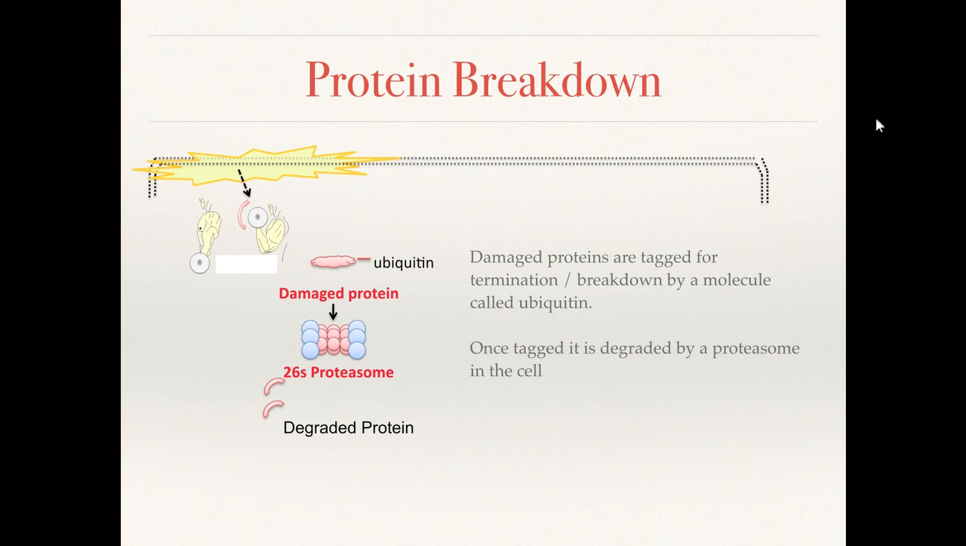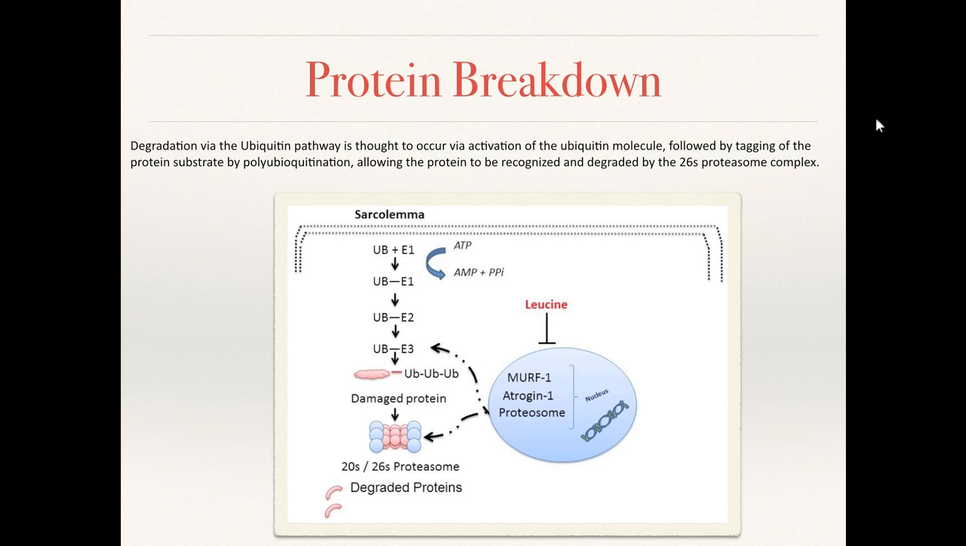And once tagged, they can be recognized by proteasomes in the cell, in this case the 26S proteasome, and then degraded. So that's very, very important to understand. This is what it looks like. You look at the ubiquitin pathway, there's 3 key enzymes that are always keyed in on, rate-limiting enzymes. You have E1, which activates ubiquitin molecule, and it actually requires energy. And then you have E2 and 3, which guide the ubiquitin molecule to the protein to be destroyed. That protein is polyubiquitinated, or several ubiquitin molecules are added to it, and then it can be recognized by the 26S proteasome complex. So that's very, very important to understand.